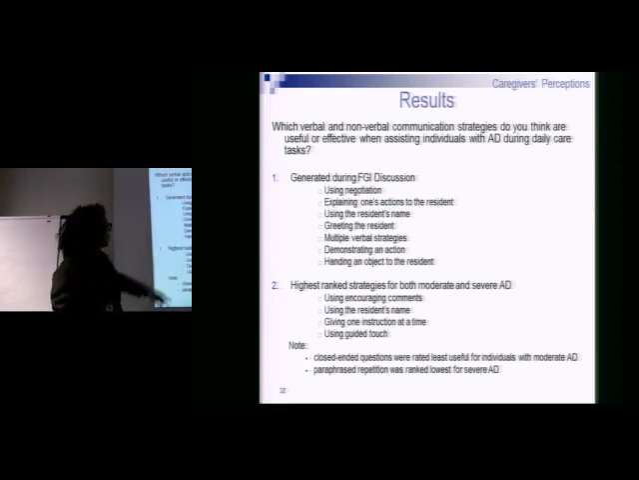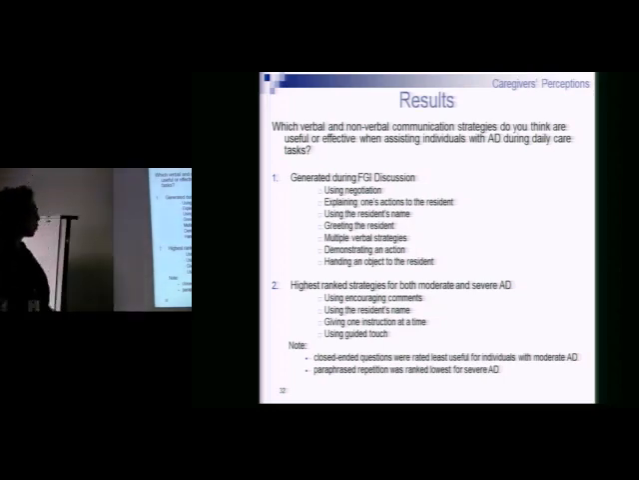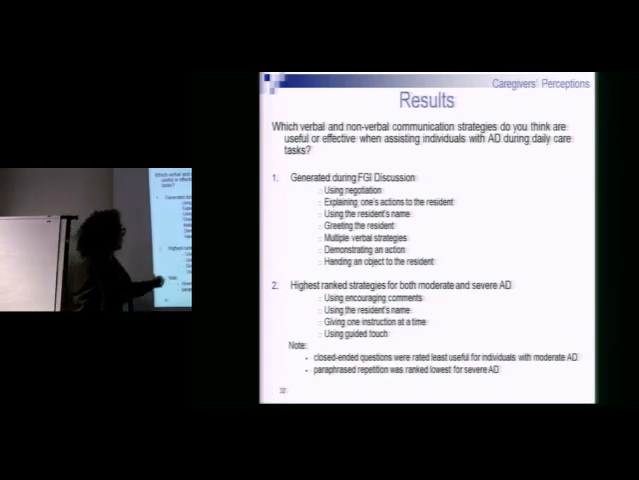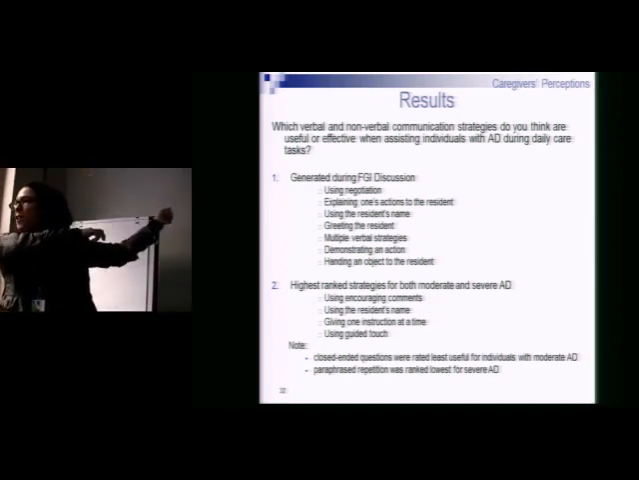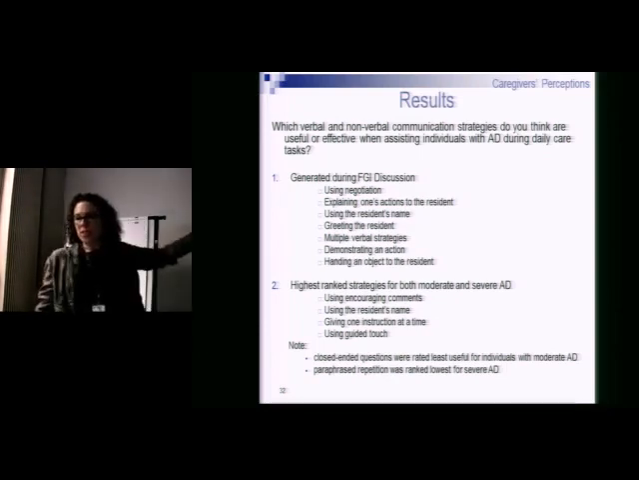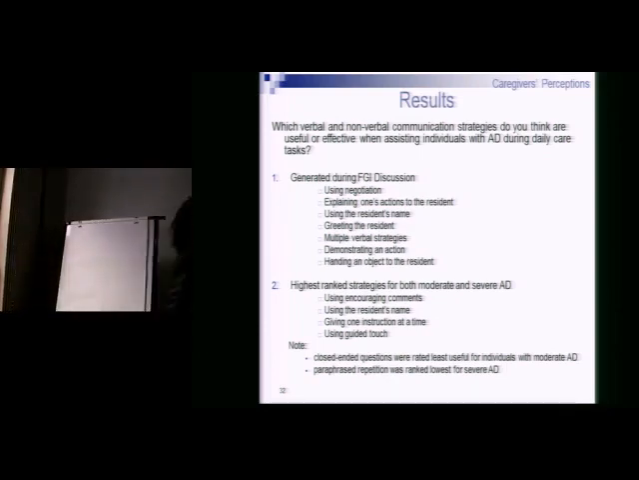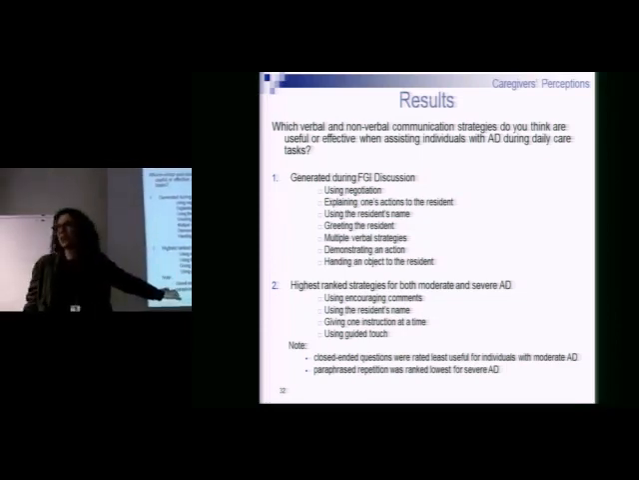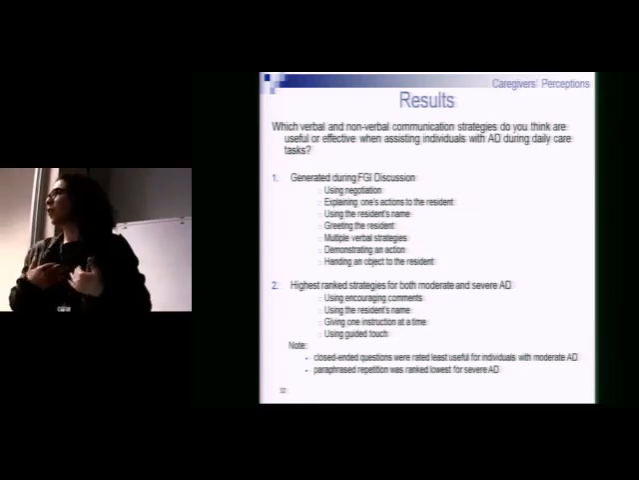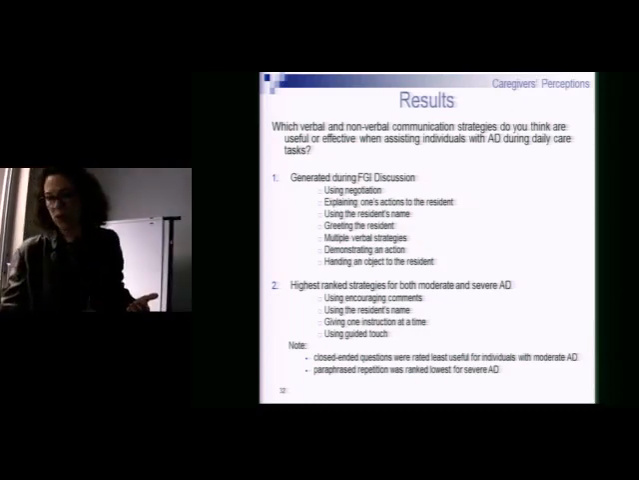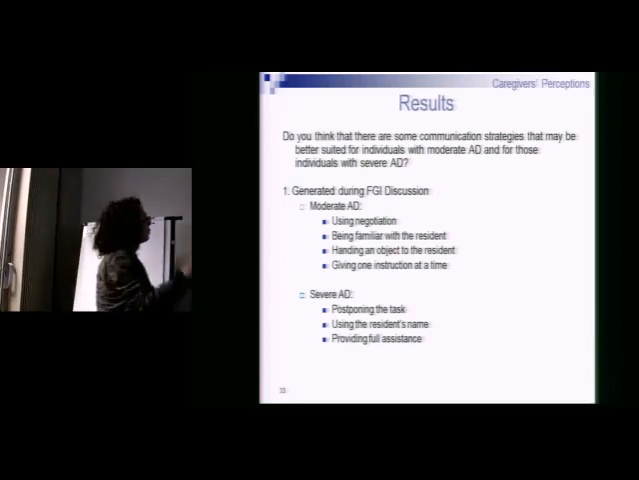When we asked the question, what are the highest rank strategies for both moderate and severe, they said, again, use encouraging comment, use a name, give one instruction, and use guided touch. Interestingly, if you remember what I showed you, caregivers used these close-ended questions a lot, but they rated these as not so very useful. They also rated paraphrase repetition as not very useful, even though they used it in our observational study, which can tell us something else, and which I'll get to in a sec.